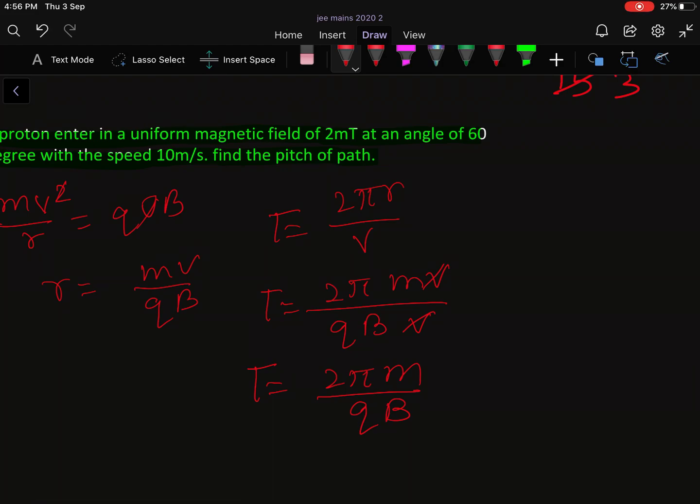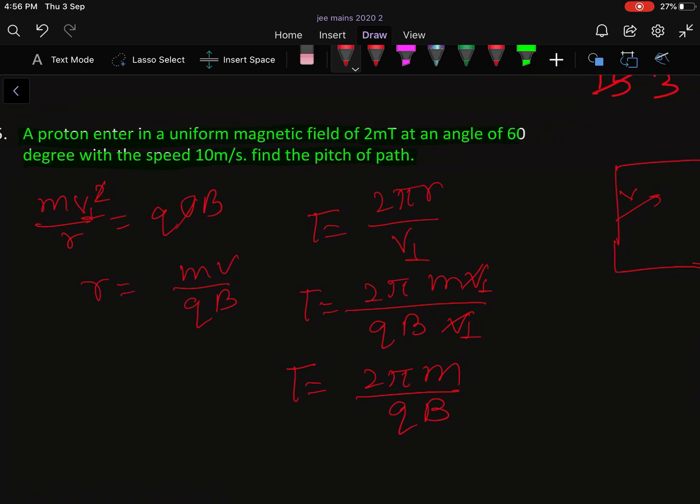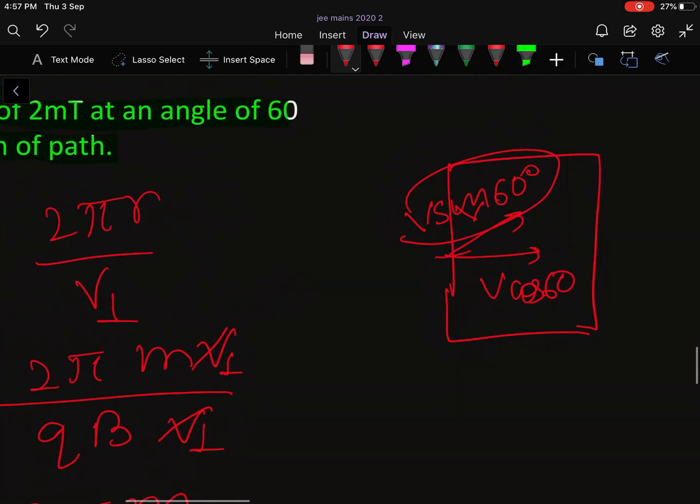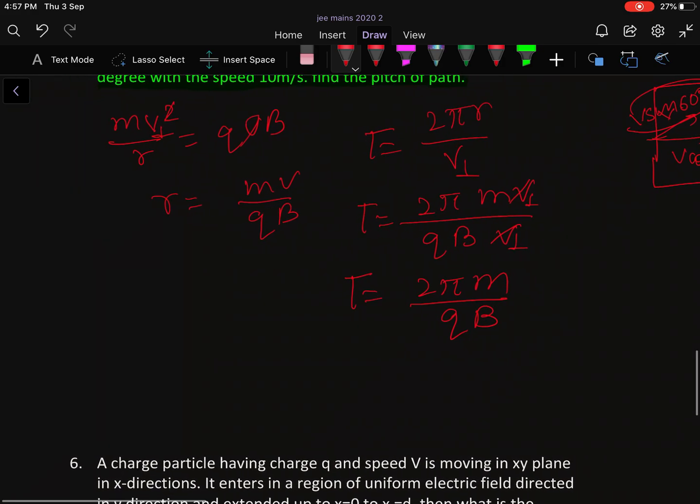Actually, when the proton enters, it will be in circular motion. And this v will be the perpendicular one, that is v perpendicular. When it enters the field like this, this is v at an angle of 60 degrees with the uniform magnetic field. So it will have v cos 60 and v sin 60, correct? So v sin 60 helps in circular motion, and v cos 60 will help in moving forward.